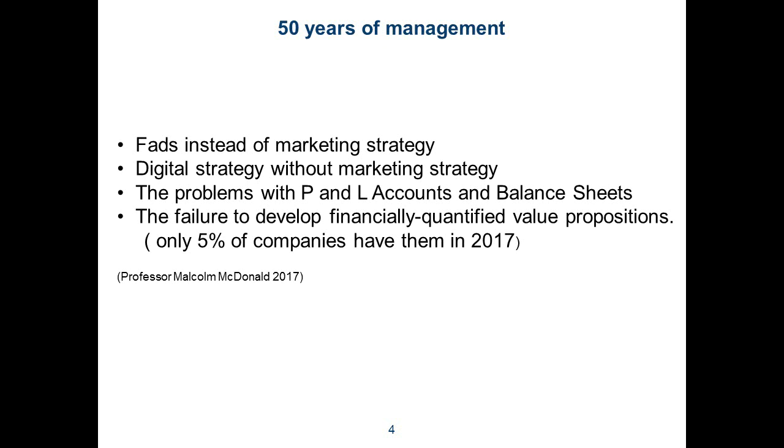The second of my bullet points here is digital strategy without marketing strategy, and it's exactly the same problem. Without a robust marketing strategy for what you sell, who you sell it to, and why people should buy from us rather than from somebody with something similar, it is impossible to have a sensible or workable digital strategy. The third bullet point talks about the problems with profit and loss accounts and balance sheets, and the final one talks about the failure to develop financially quantified value propositions. And I will deal with each of these in turn, starting with digital strategy.